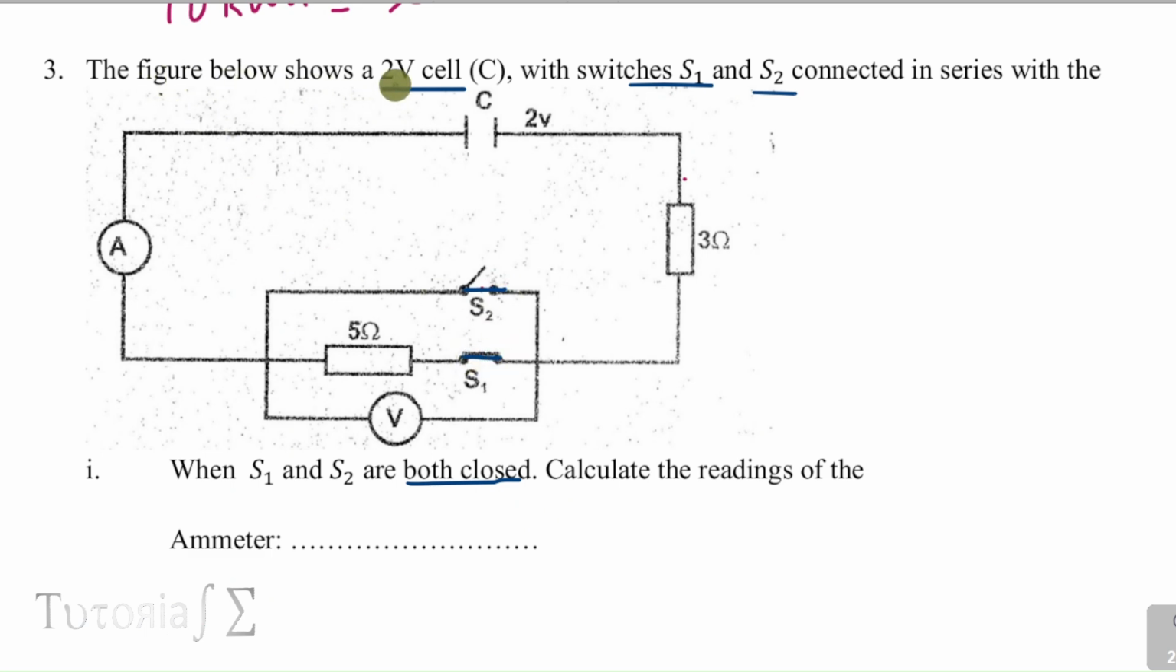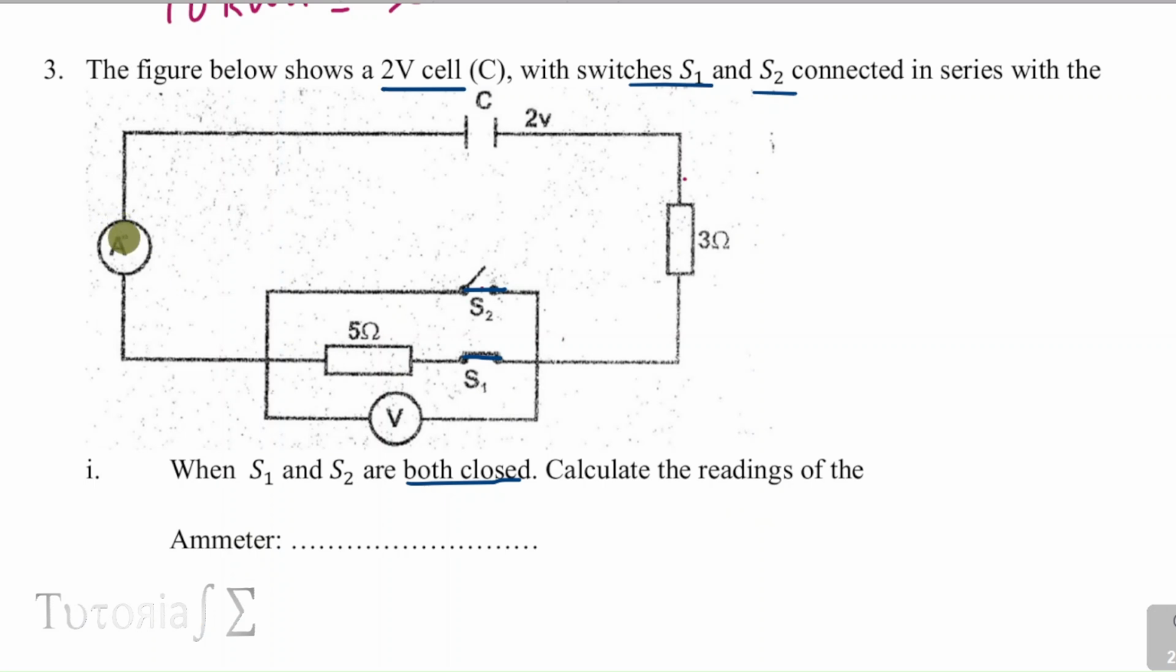So the figure below shows a 2-volt cell with switches S1 and S2 connected in series are the two resistors. So we have this resistor and that resistor connected in series. And you're asked to find the reading of the ammeter. So the ammeter reads current.